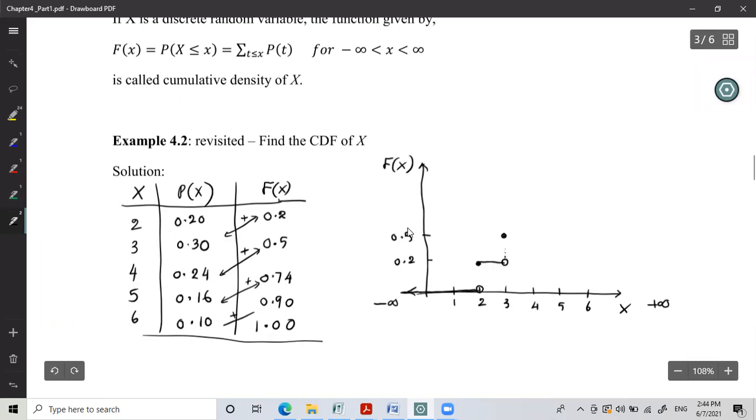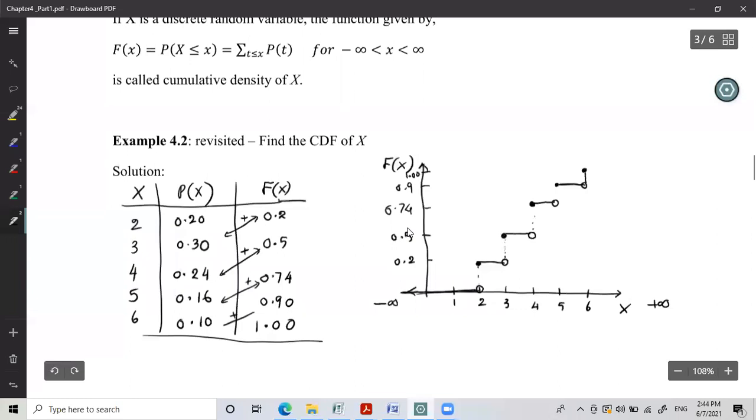So you jump. Right, so it is a jump. Now remember, you don't color the circle at 3 for 0.2 because it attained 0.5. So that is a jump. And then it will remain there up to 4. At 4, it attains the next probability, 0.74. So then it jumps up to 0.74 and remains there until 5, where it jumps up to 0.9. Then it remains up to 6. At 6, it attains the total probability 1.